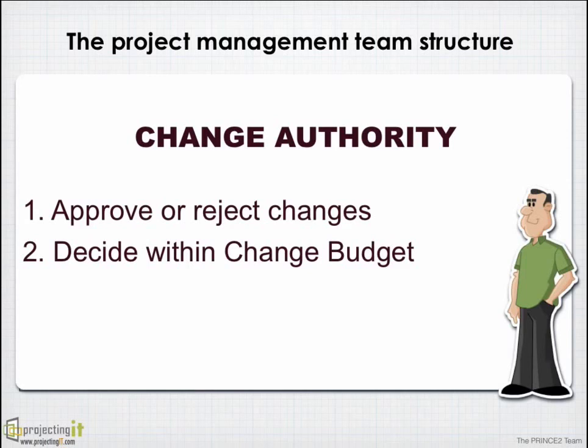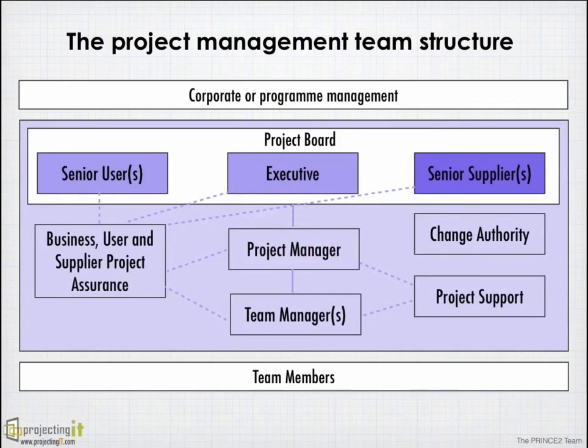For example, on a CRM project, I have a change budget of, let's say, £2,000. So as long as the requested changes can be done within that budget, the change authority can take that decision and approve or reject changes. And that's the PRINCE2 project management team. Each role is compulsory. You can't drop any of these roles. All these roles are compulsory.